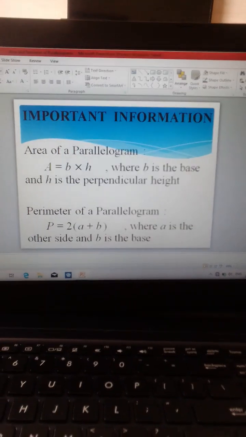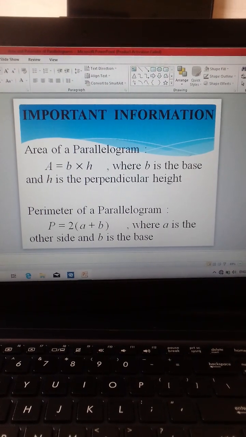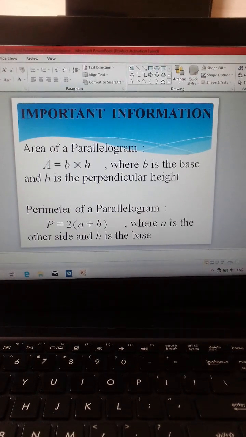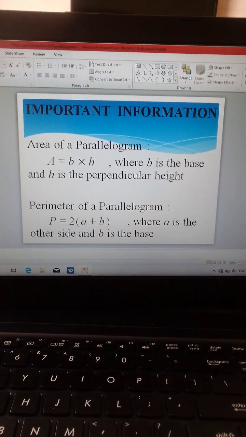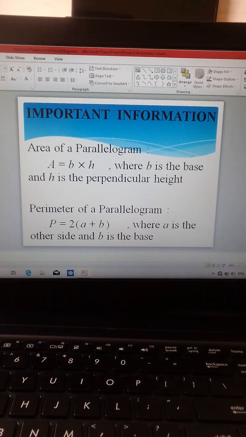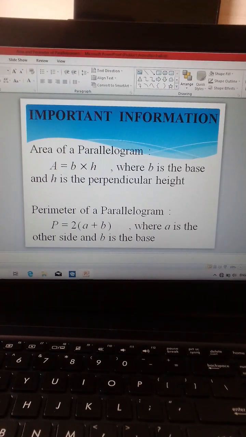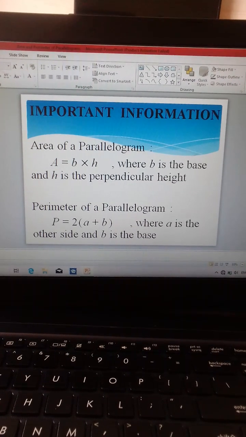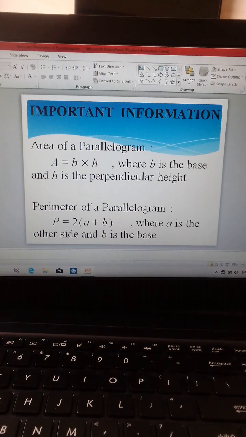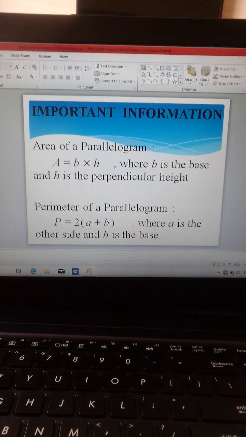So, the important information that you need to know: the formula for calculating the area of a parallelogram is A is equal to BH, or A is equal to B times H, where B is the base and H is the perpendicular height. And the formula for calculating the perimeter of a parallelogram is P is equal to 2 open bracket A plus B, where A is the other side and B is the base. I hope that makes sense.